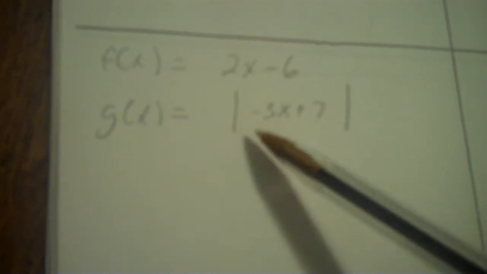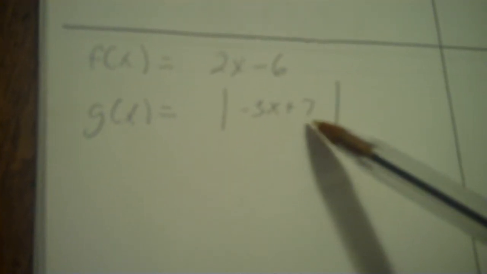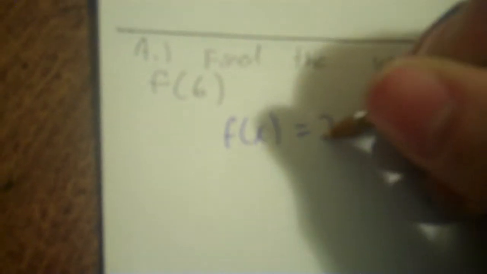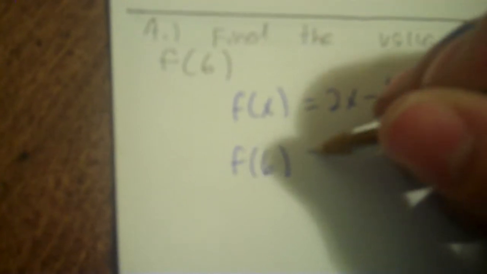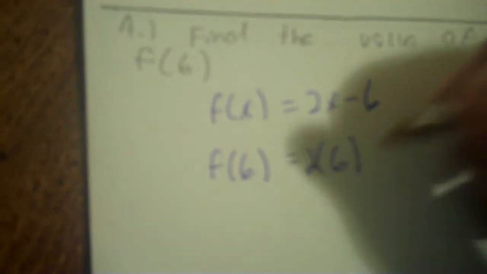Okay, functional notation. F of x equals 2x minus 6. G of x equals the absolute value of -3x plus 7. Okay, find the value of f of 6. So I'm going to go to the f function. F of x, I'm just going to jot that down. Now this means put a 6 in for your x's.